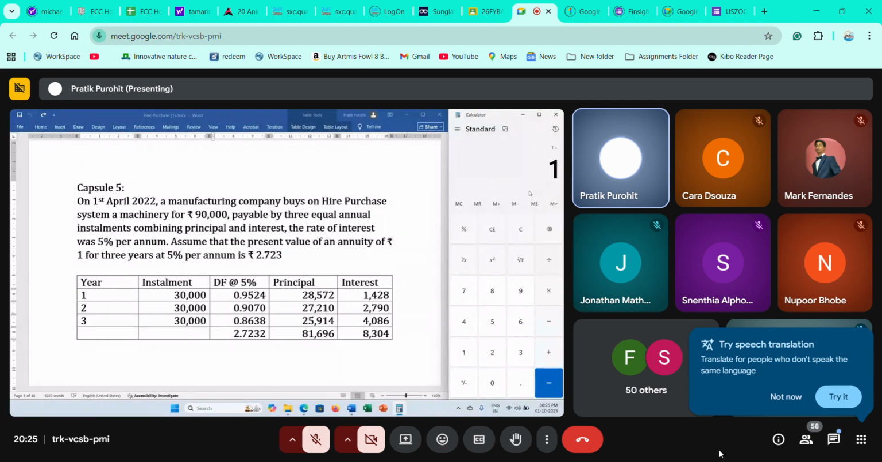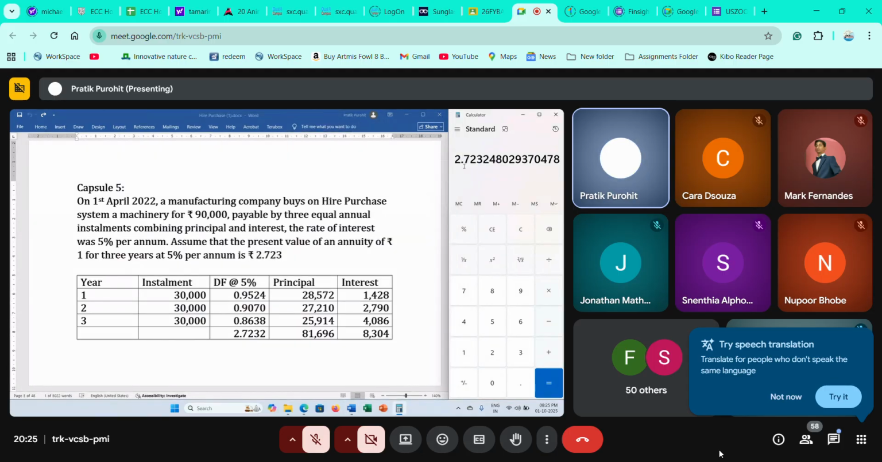Similarly, 1 divided by 1.05 equal to, I get 0.90702, which you can see the values here. And M plus again, equal to, we get 0.8638, which I've written here. You can see this. Again I am doing M plus. So in total it's 2.72324, which is given to me already in the question, but this is how we calculate that.